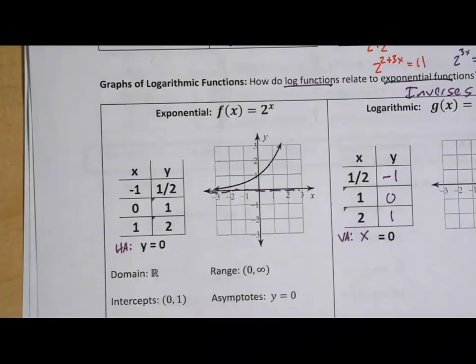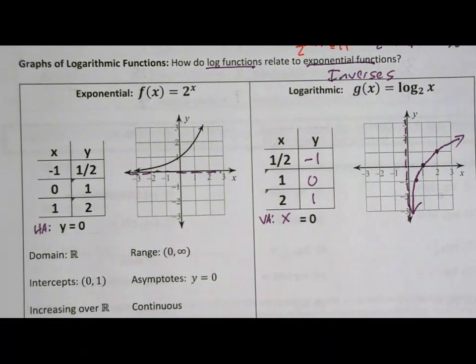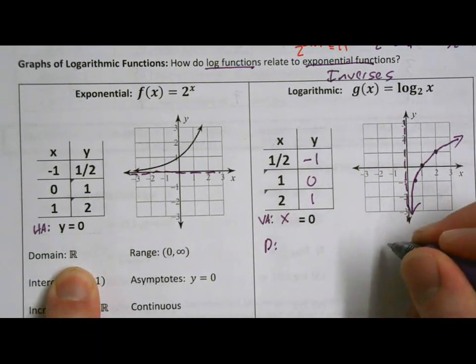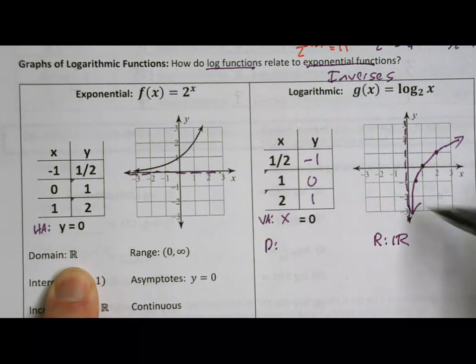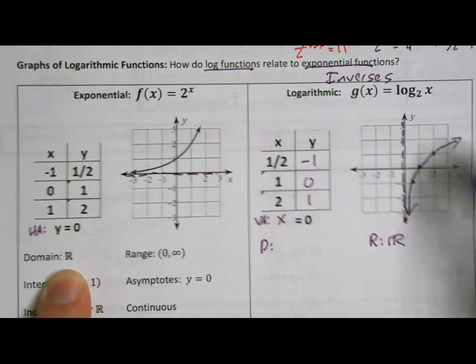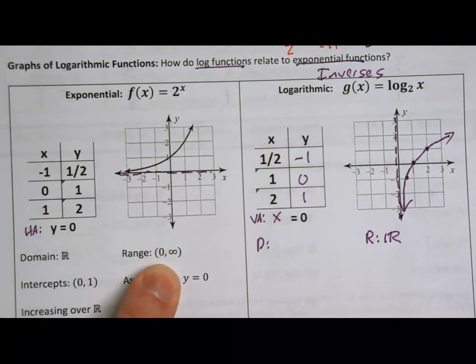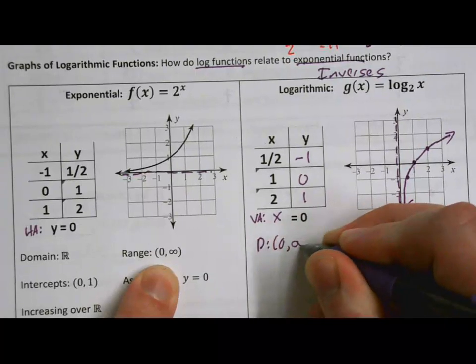All right, let's talk about analysis here. What happens to our domain and range for inverses? They just flip. So the domain was all real numbers. That's going to become the range now. So the range is all real numbers, and that makes sense. That's what I'm seeing here. The y values go from negative infinity to infinity. The range was 0 to infinity. Now that's our x values. That's our domain. So our domain is 0 to infinity.